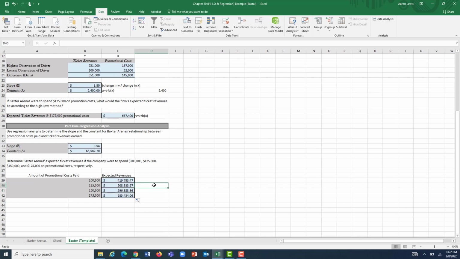And we've determined that Baxter Arena, if they spend $150,000 in promotional costs, can expect to generate revenues of $596,883.86. And if they spend $175,000, they can expect to generate revenues of $685,434.06. And that is the same point we predicted over here. That's not an insignificant difference. When we take everything into consideration, we can expect our prediction for revenues to be $18,000 higher than before. Using regression analysis is always a better number than the high-low approximation method. You need to have more tools at your disposal and more time to calculate them.